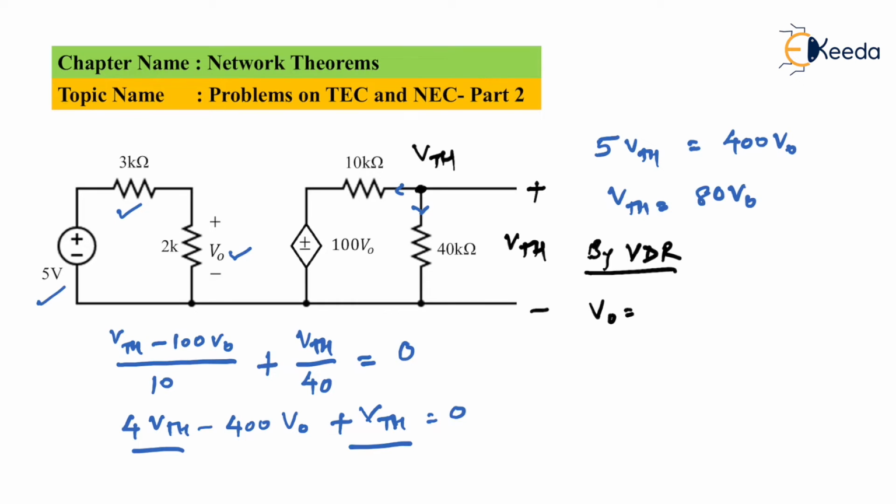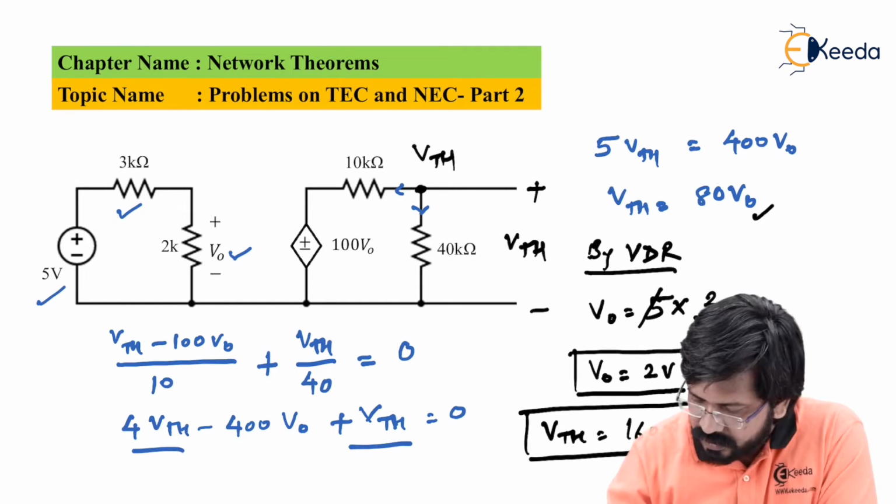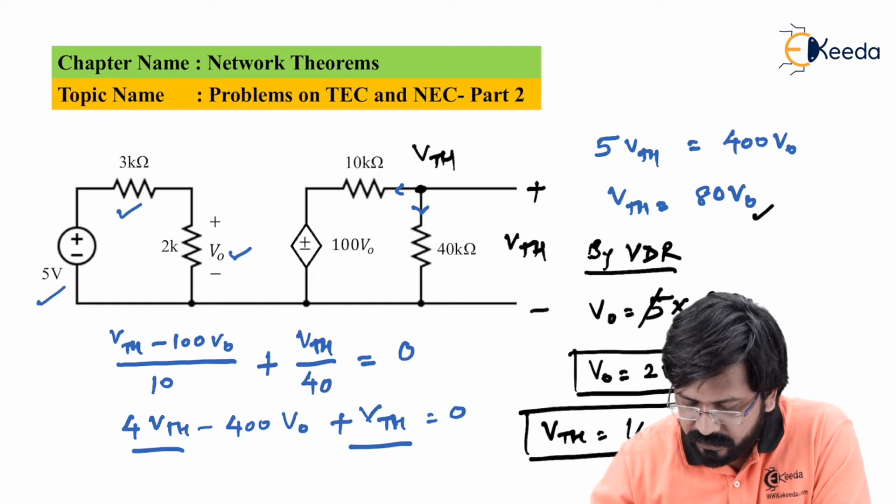So V0 will be equal to the supply voltage, which is 5. As you can see, V0 is across 2, divided by the addition of both, which is 5. So 5 gets cancelled. V0 becomes 2 volt. So we have the value of V0. VTH can be found out by substituting the value of V0 here. So VTH will be simply equal to 160 volt. So this is how we have found out the value of VTH.